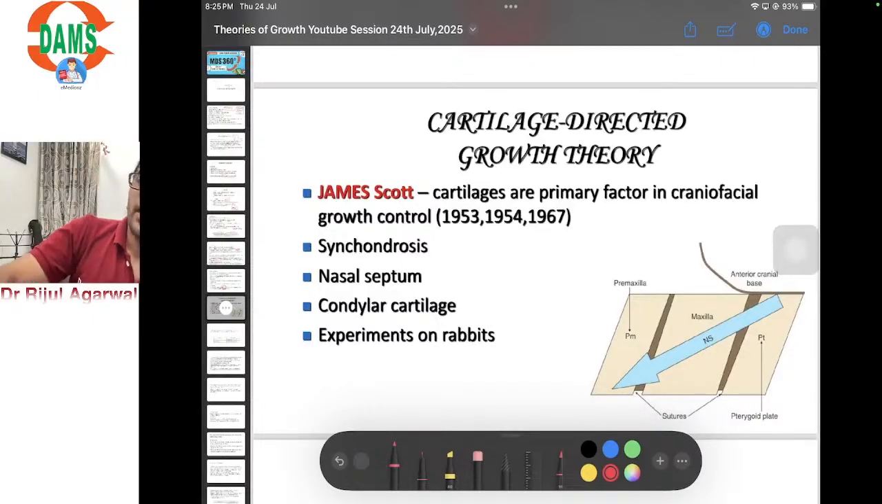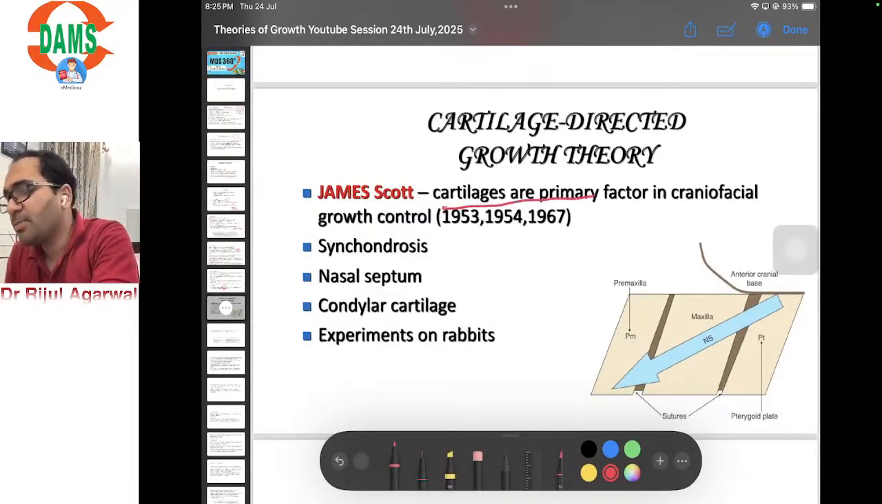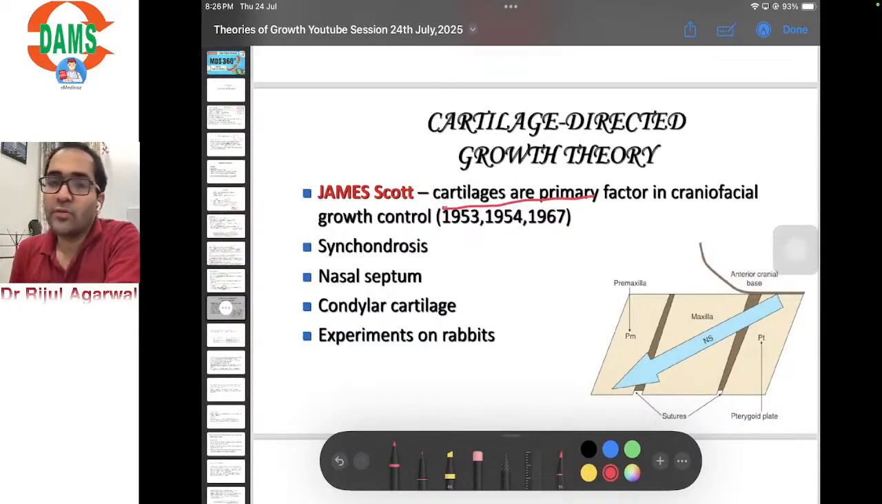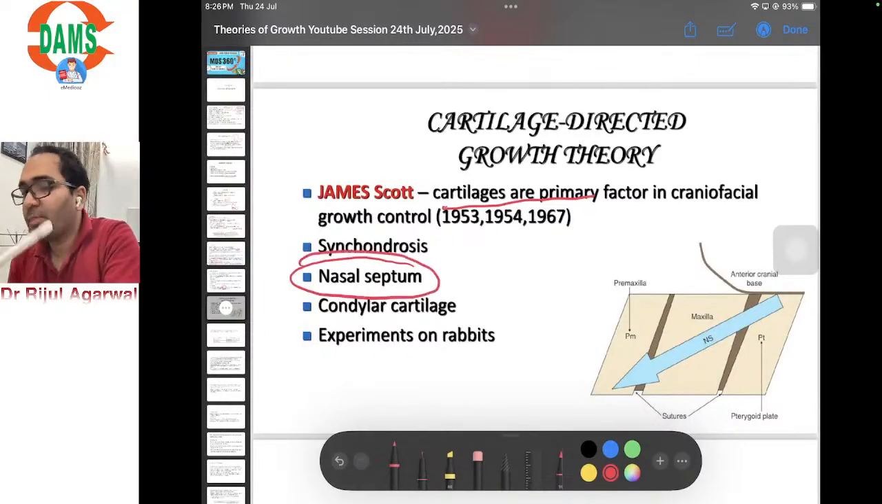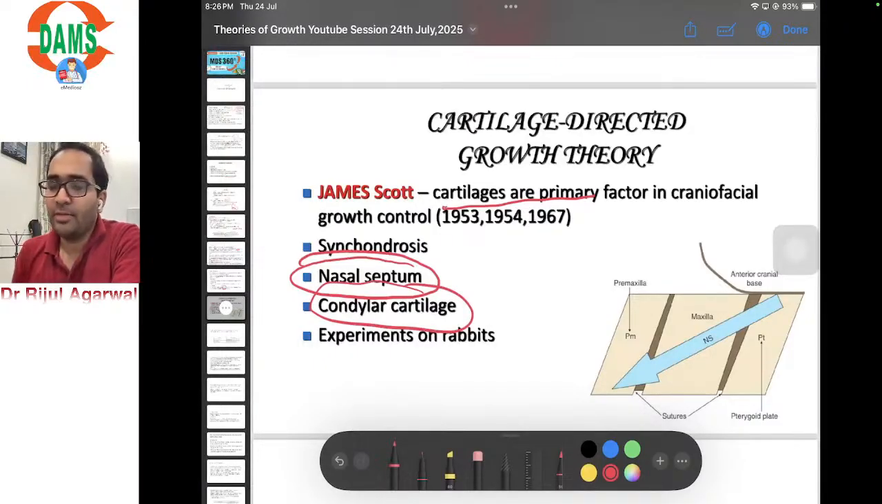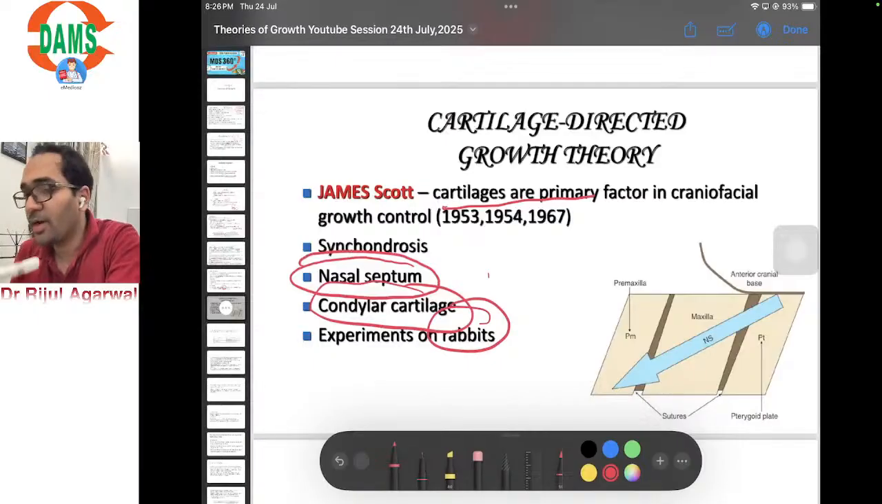So now, cartilage directed, again in the name only it is very clear that cartilages are the primary factor in the growth of the craniofacial region. And which cartilage? That is the nasal septal cartilage for the midface and condylar cartilage for the mandible. And on what animal were the experiments done? So on rabbits.